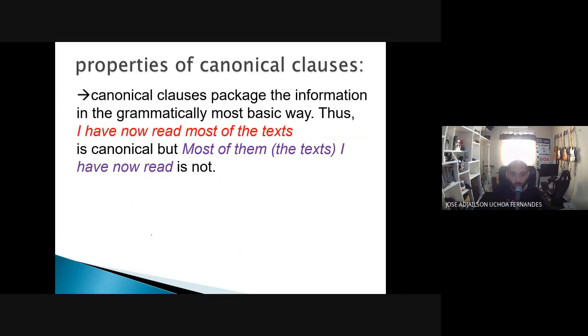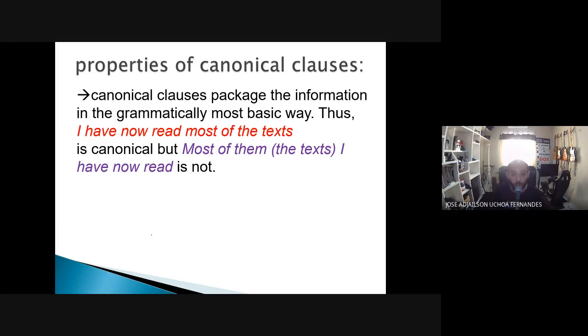Let's see the properties of the canonical clauses. Canonical clauses package the information in a grammatically most basic way. Thus, "I have now read most of the texts" is canonical, but "Most of the texts I have now read" is not. So there is a proper order for canonical clauses.